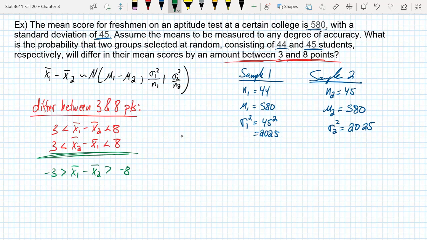And so what we end up with is equivalent to this inequality right here, which is written a little backwards. That's a little weird to read like that. So we'll write this as follows: -8 is less than x1 bar minus x2 bar, which is less than -3. You think about -8 on a number line, that is smaller than -3, so we'll write that left to right. So what does it mean for these sample means to differ between 3 and 8 points?